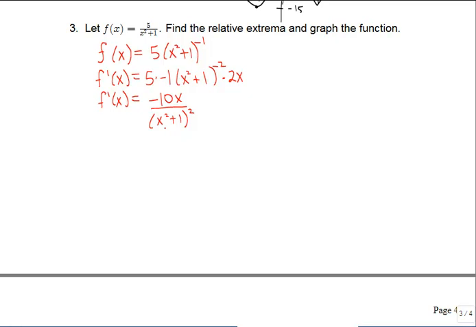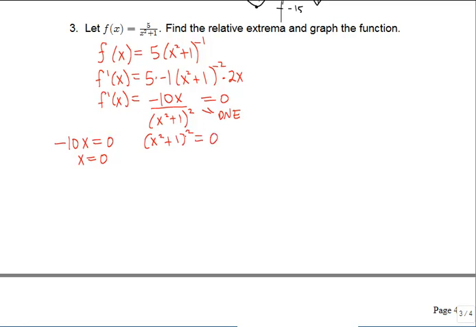So critical numbers will occur wherever this is 0 or DNE. When does a fraction equal 0? Well, a fraction is only going to be 0 when its numerator is 0. So that could happen if -10x equals 0, and that's obviously going to happen if x is 0. How about where does it become DNE? Well, a fraction becomes DNE whenever you're trying to divide by 0. So to find out where this fraction is DNE, I'm just going to take that denominator and find out if it ever equals 0.